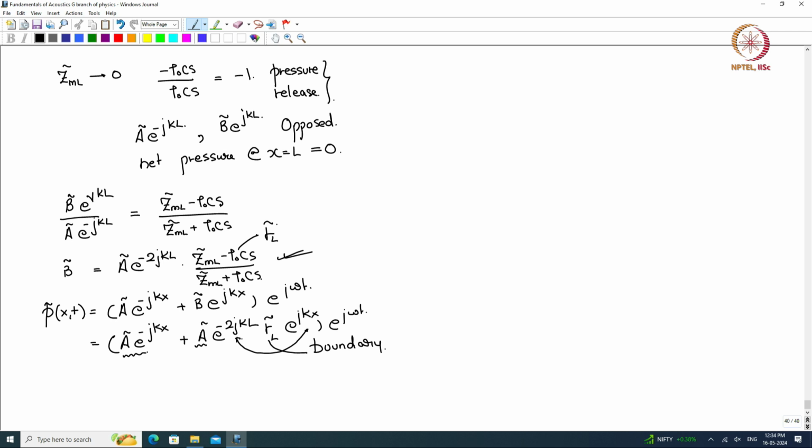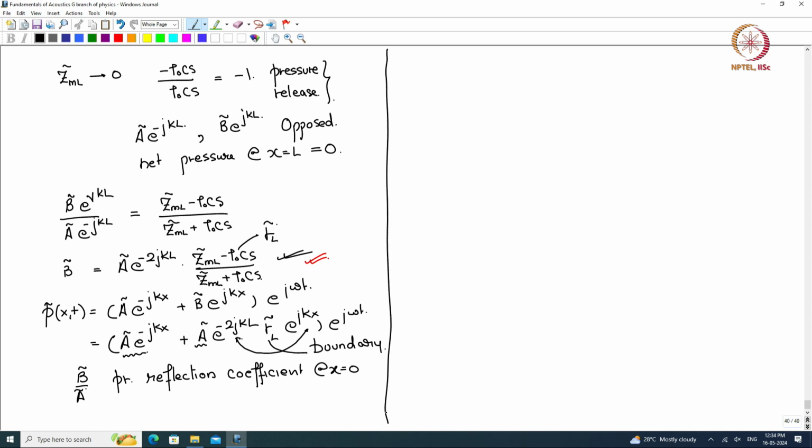So, now from here we can find just B tilde over A tilde, which is the pressure reflection coefficient at x equal to 0, is given by B tilde over A tilde is equal to e to the power of minus 2jkl into RL tilde, and we will call it R tilde 0.